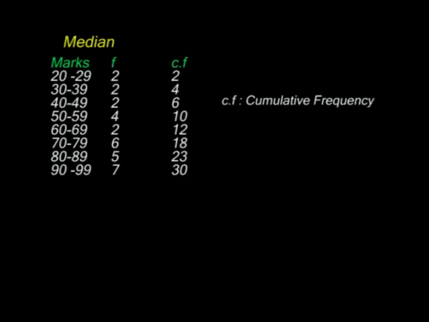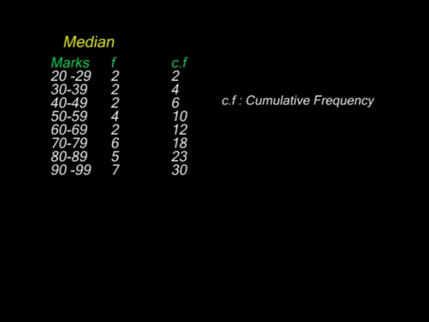For example, in this table on your screen, the first cumulative frequency for the first class is 2. To get the cumulative frequency for the second class, we add 2 plus 2, we get 4. For the third one, we add 4 plus 2, we get 6. Fourth one, we add 6 plus 4, we get 10. All the way up to the last one, we have 30. So you realize the cumulative frequency for the last class must be equal to the total number of frequencies. The cumulative frequency for each class shows the total frequency up to that class.